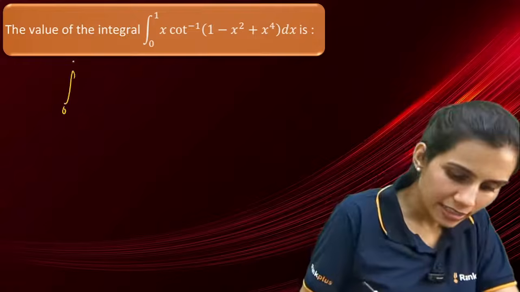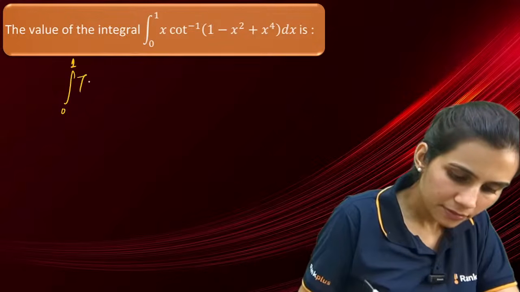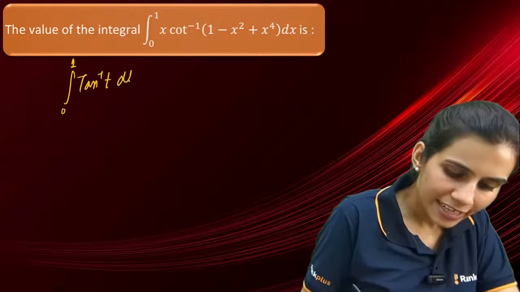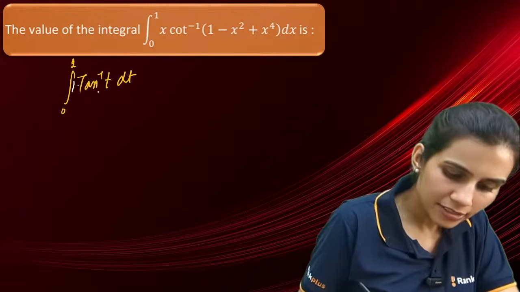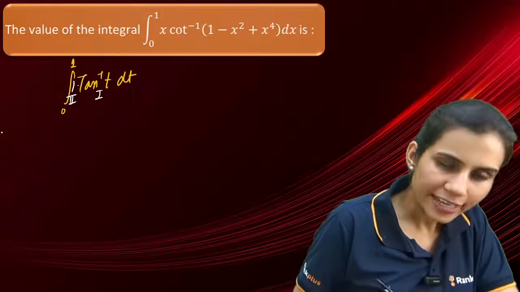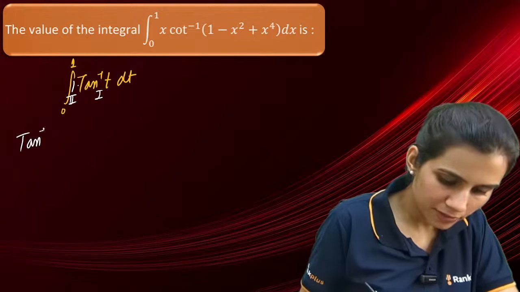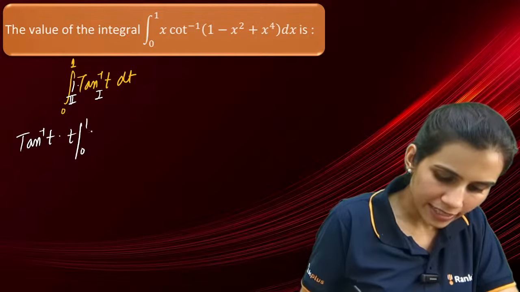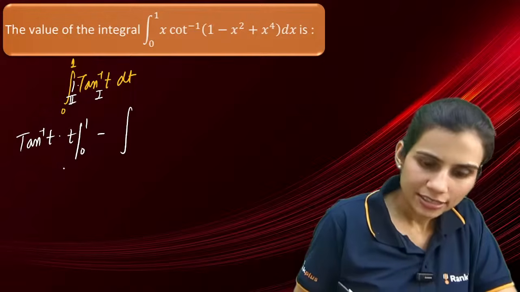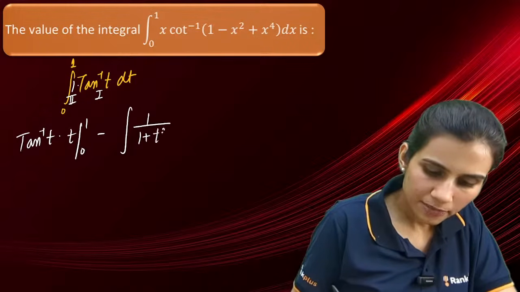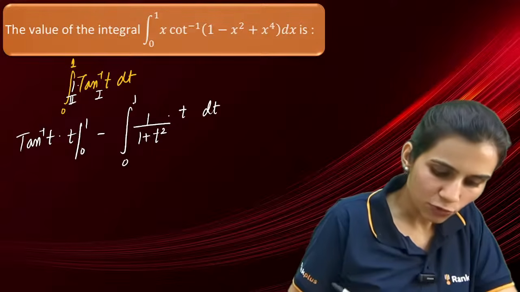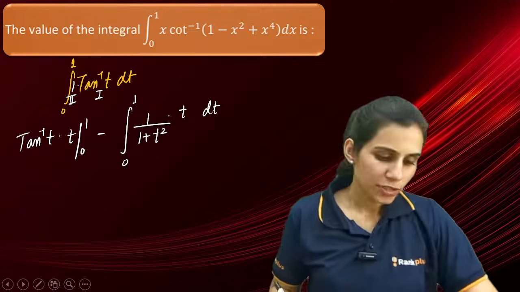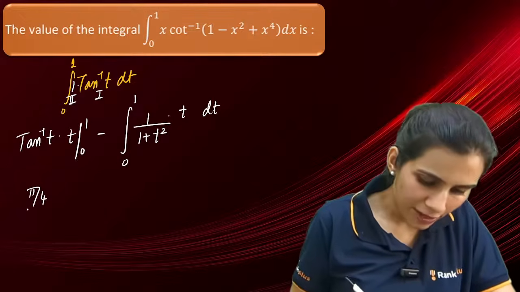That is it. 0 to 1 tan inverse t dt. What do we do? Isolate first function, second function. So you get first function, integration of second minus differentiation of first into integration of second dt from 0 to 1. So this gives you tan inverse 1, which is pi/4.